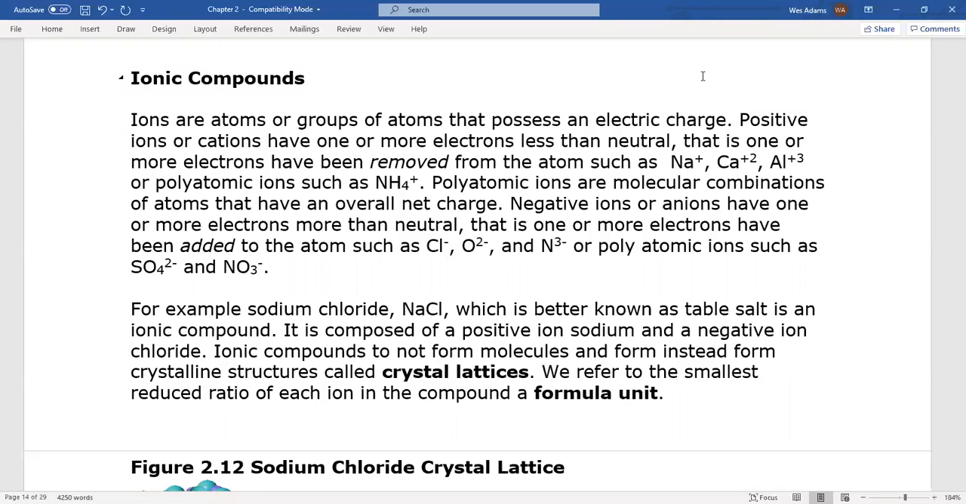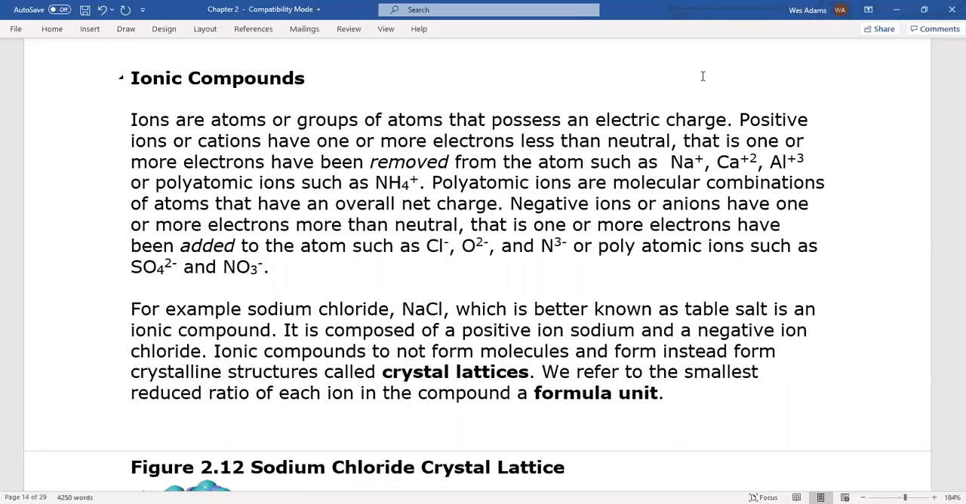Negative ions or anions have extra electrons, and so you're going to get a negative charge: chloride, oxide, nitride, or polyatomic ions like sulfate or nitrate, and we'll learn a list of those polyatomic ions. They're on your ion list that we already mentioned before. For example, sodium chloride, better known as table salt, is a good example of an ionic compound. It's composed of a positive ion, sodium, and a negative ion, chloride.